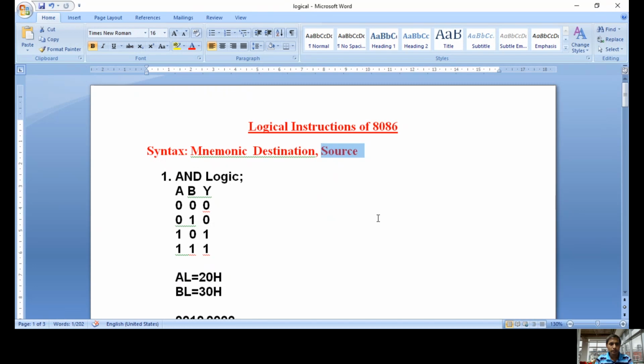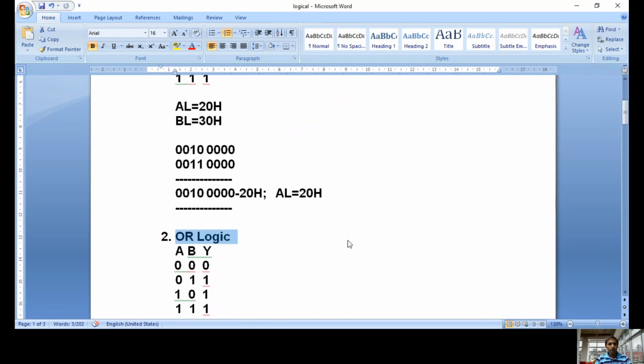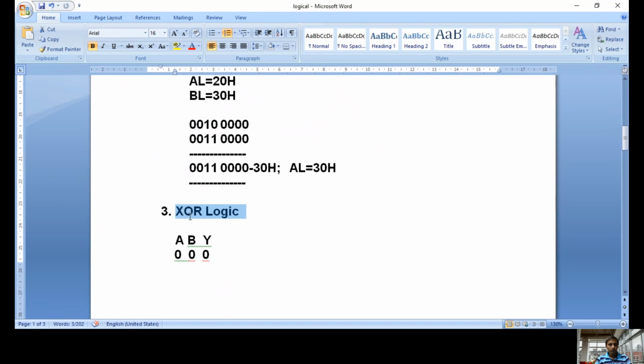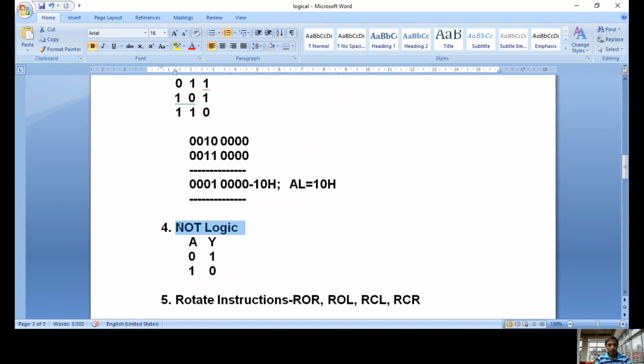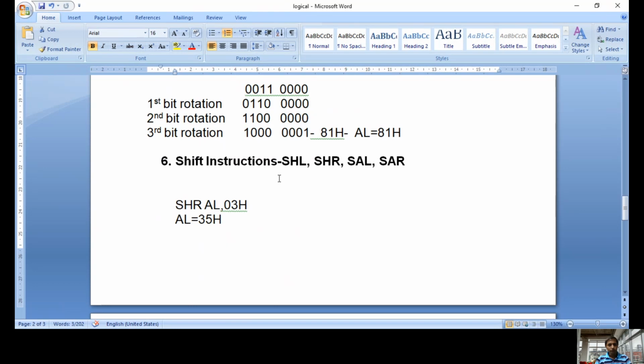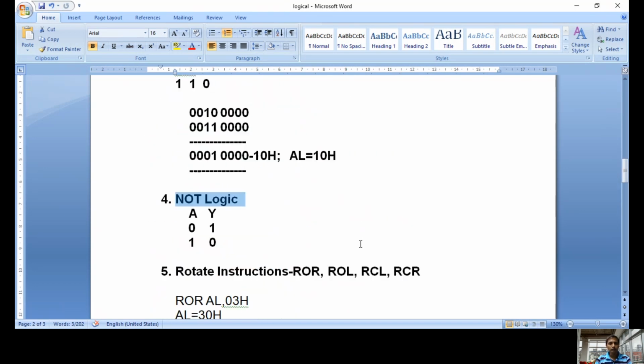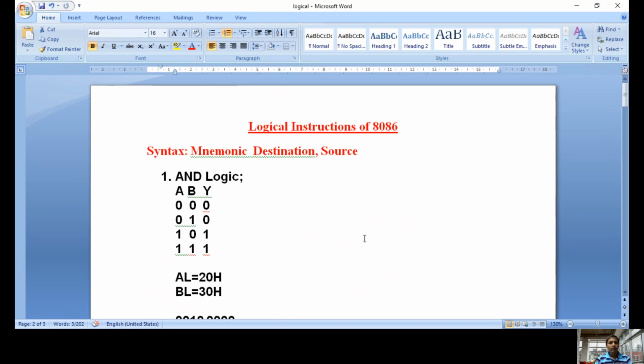So I have many logical instructions like AND logic, OR logic, XOR logic, similarly NOT logic, and some rotate instructions. Similarly, shift instructions are there. Let us see in detail how we can analyze logical instructions. Coming to the first one, AND logic. So what is the meaning of AND logic?